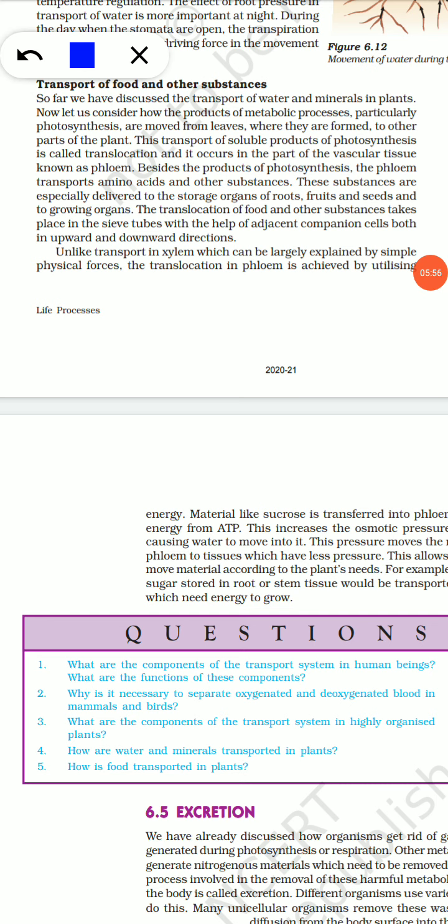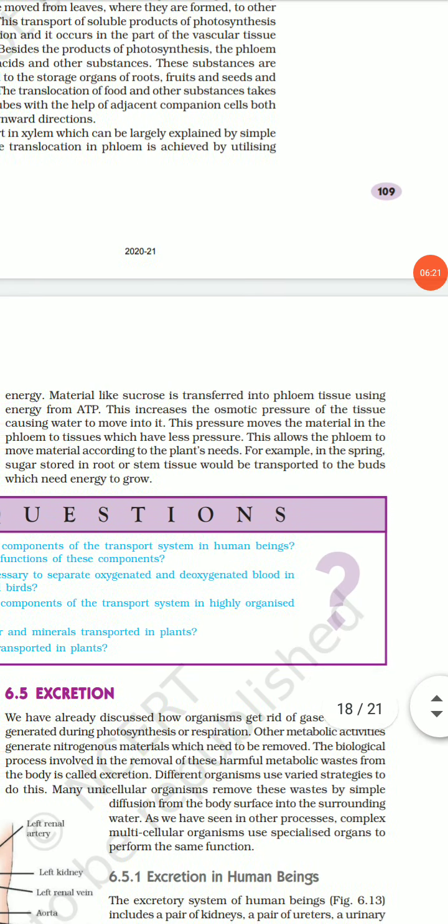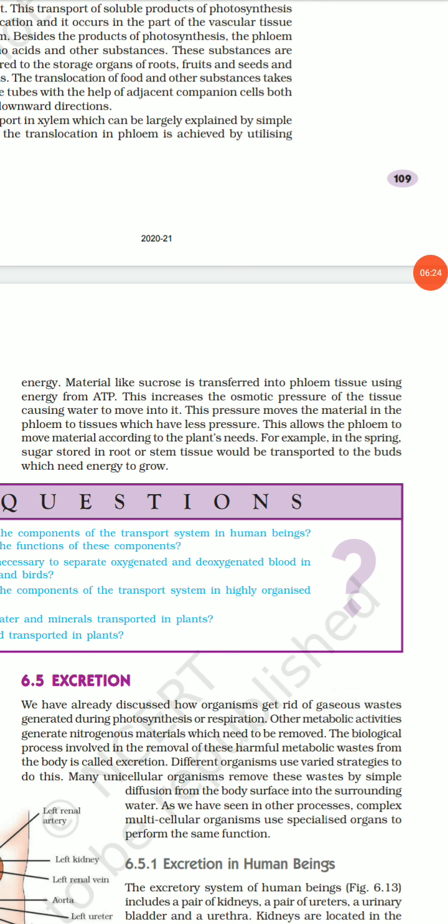Unlike transport in xylem, which is largely explained by simple physical forces, translocation uses some amount of energy. Materials like sucrose are transferred into the phloem using energy from ATP. This increases the osmotic pressure, causing water to move into it. The pressure moves the material in the phloem to tissues which have less pressure. This allows the phloem to move material according to the plant's need.